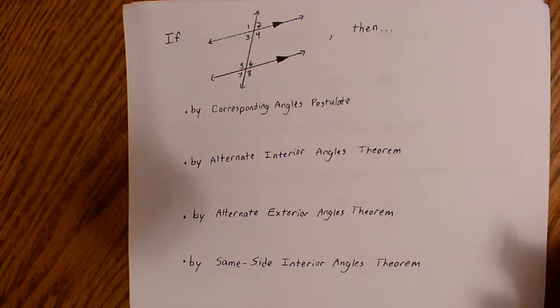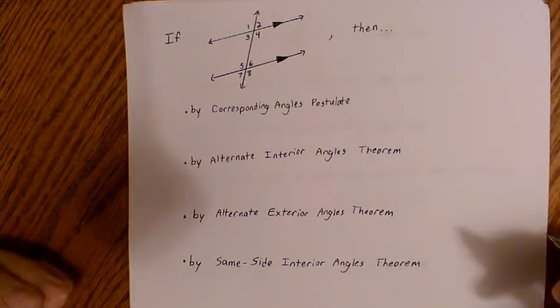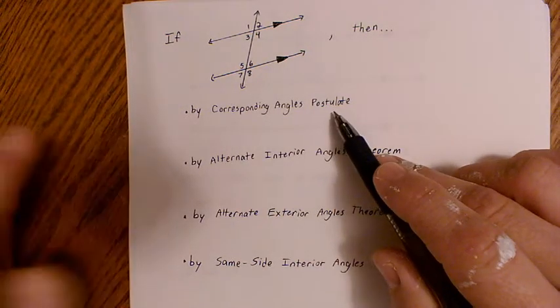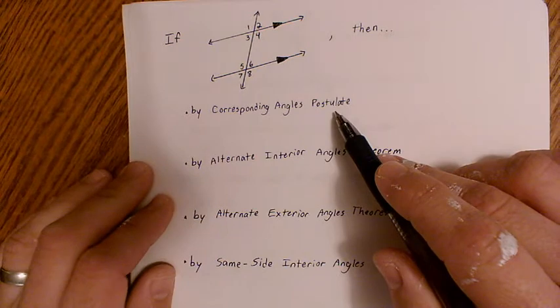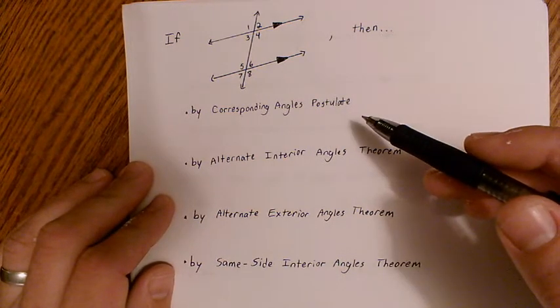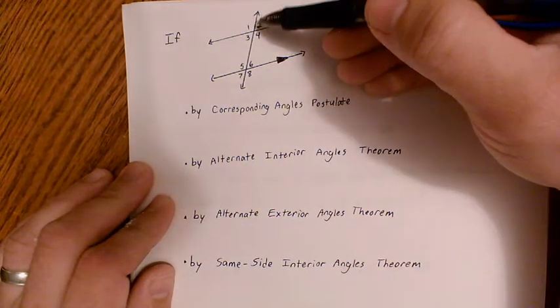So this lesson is about parallel lines and their angles. The first thing that we're going to talk about is the different kinds of angles that you might encounter throughout this lesson. Alright, so corresponding angles postulate. This is the thing that everything else is based off of. These are the pairs of angles that are in the exact same location at both intersections along the transversal.